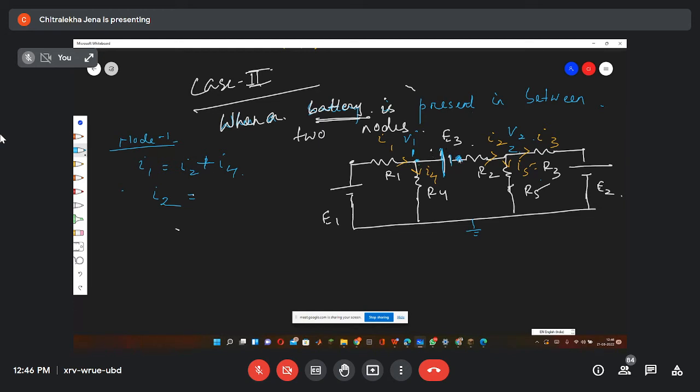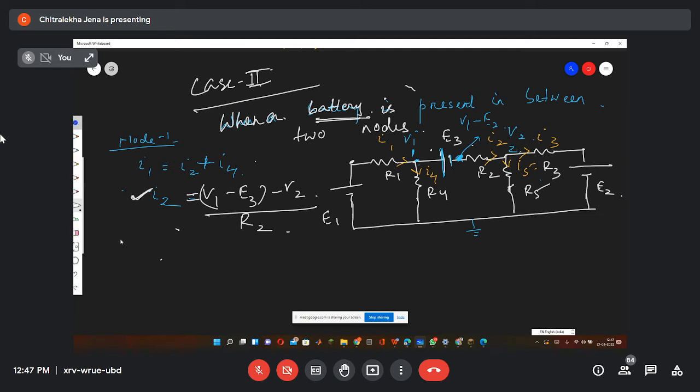Here one battery is there. So what will be the potential of this point? V1 minus E3. Got it or not? All of you understood or not? Yes, ma'am. V1 minus E3. Then what? Minus V2, very good. Minus V2 divided by how much? R2. Now you are clear? Yes, ma'am. Okay.